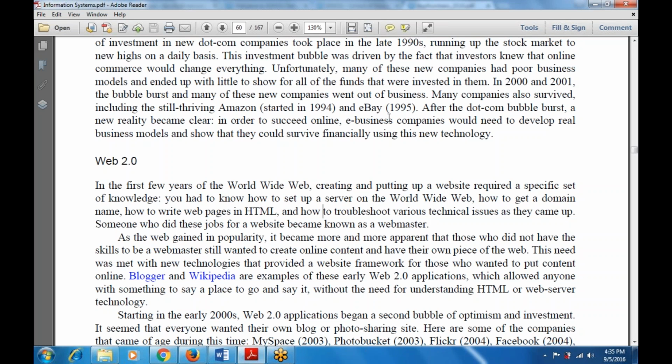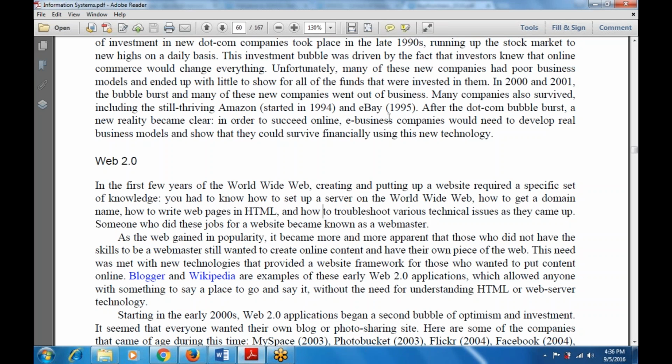Okay, I'm going to start with a new one, that is Web 2.0. In the first few years of the WWW, creating and putting up a website required a specific set of knowledge as well as money. You had to know how to set up a server on the WWW, how to get a domain name, how to write web pages in HTML, and how to troubleshoot technical issues if any arise.